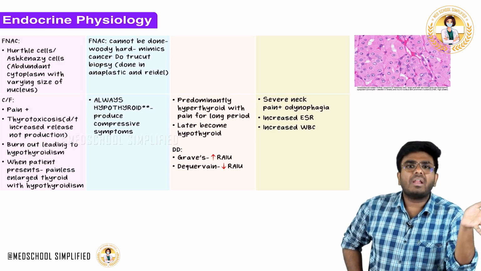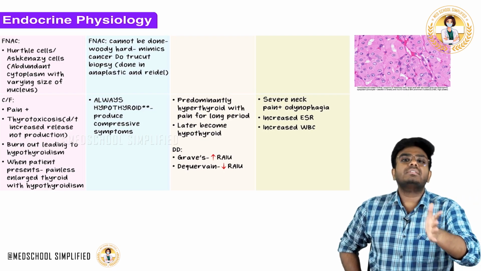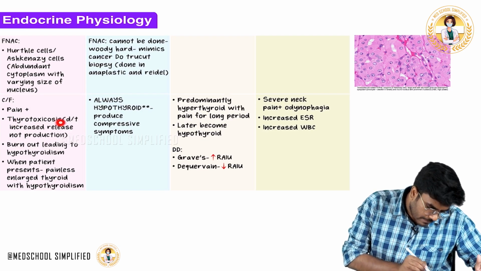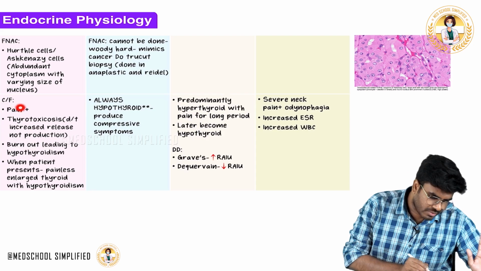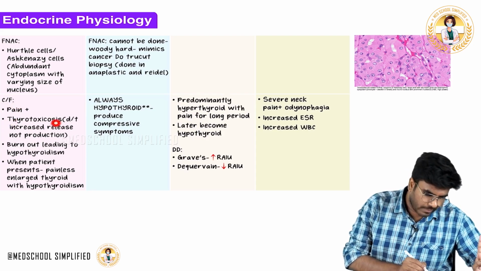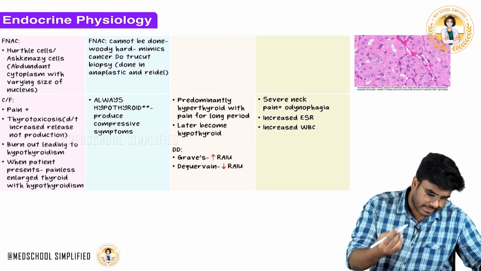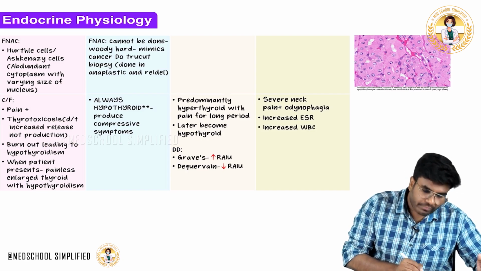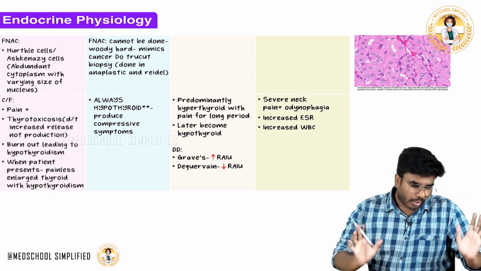Toxic features are seen. But after that, what happens? All these thyroid hormones will be burnt out, used up. So later there is a phase of hypothyroidism. At the end of the day, there is hypothyroidism. Initially, this thyroiditis presents with pain. Hashimoto's thyroiditis is painful. Initially there is a phase of thyrotoxicosis due to increased release, not production. There is no production; increased release is there. Later, there is a burnout. Once the T3, T4 is used up, the burnout leads to hypothyroidism. So these are some important points which I want you to know.